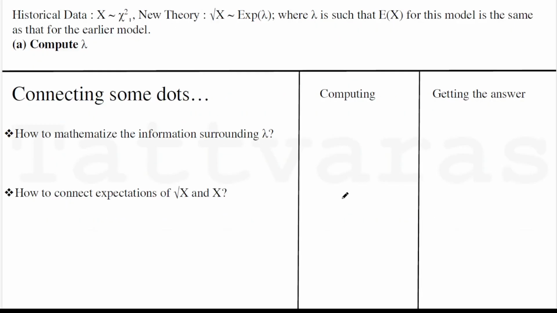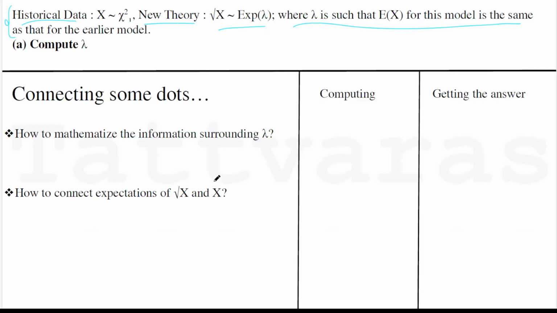So let's get started. Before connecting the dots, we would have to have a good summary of the information given to us over here. And this does a good job. You note that you have a historical data model and there is a new theory which suggests that the same variable, rather the square root of that variable, is following a certain model. And then there is the stuff about lambda given. So the information in these paragraphs is summarized in 1 or 2 lines. Once we have that somewhere written or at the back of our mind, it's easier to proceed.